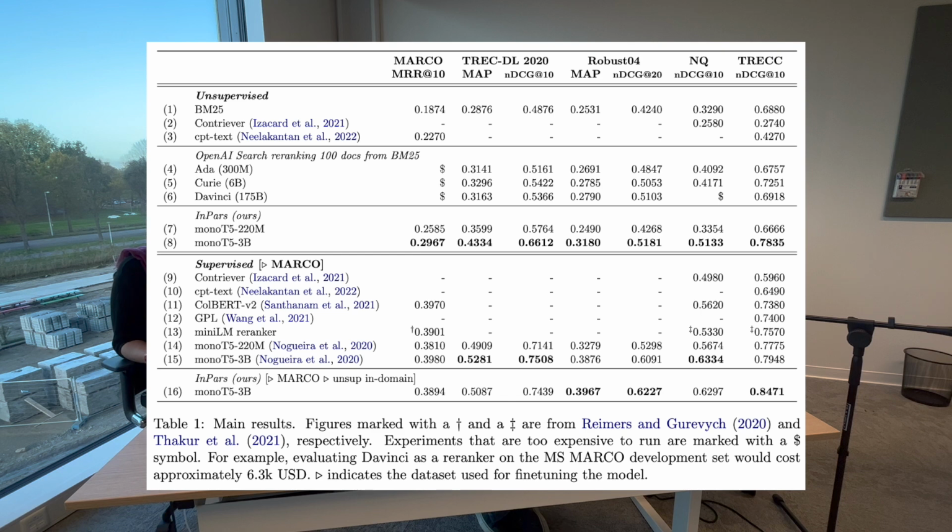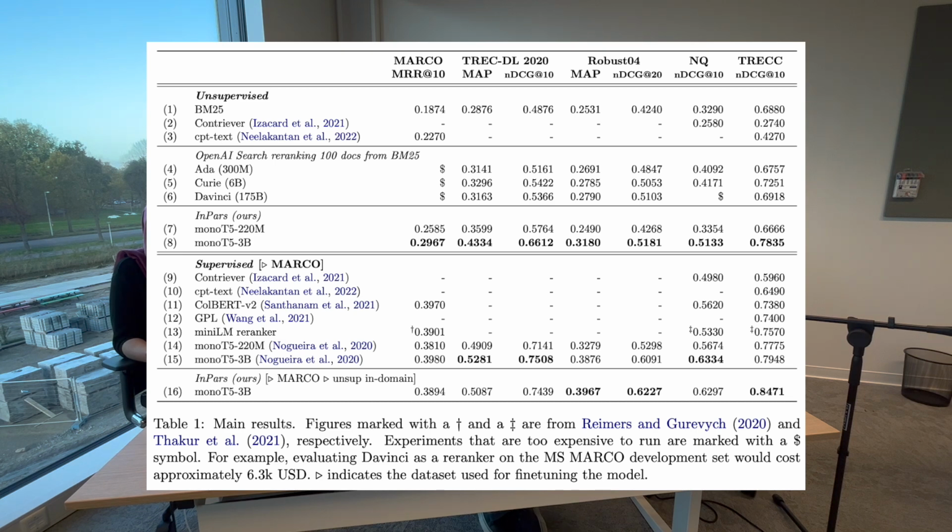We have some unsupervised methods like BM25, Contriever's dense retrieval, I believe, with this span-overlapping pre-training, CPT-text, also dense retrieval. There are some baselines using OpenAI's search re-ranking API, I guess. So these are using the same model that this work is using to augment data, but using it directly for search. Like Curie, we've been mentioning 6 billion, DaVinci is 175 billion parameters, and then also a smaller Ada, 300 million parameters.